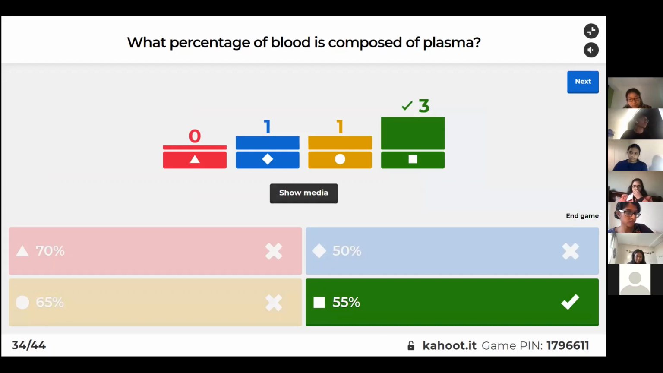Yeah, awesome. So plasma is about 55%, so it is a majority. And then erythrocytes take up about 45%, and then the buffy coat takes up less than 1% of the blood. So yeah, that's something that they might ask you in exams.